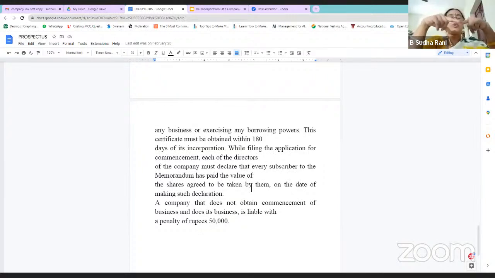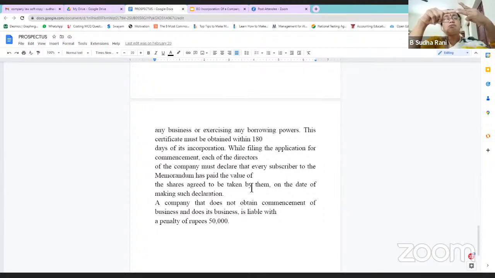1, a document stating that minimum subscription has been collected, and with the proofs. Second document, that whoever the directors are, they have given their written consent to buy and act as the directors of the company, those directors should say that the company shares have been purchased. Okay.